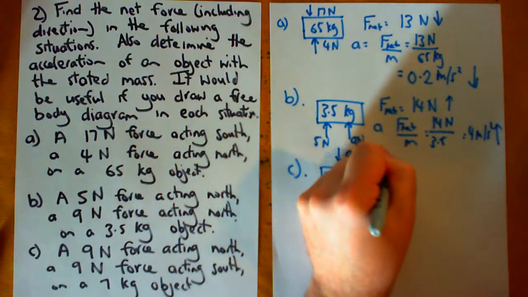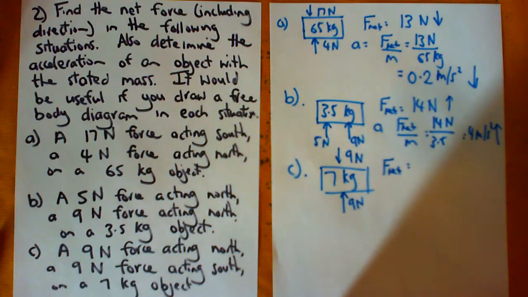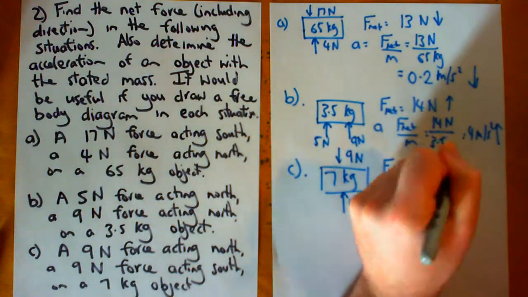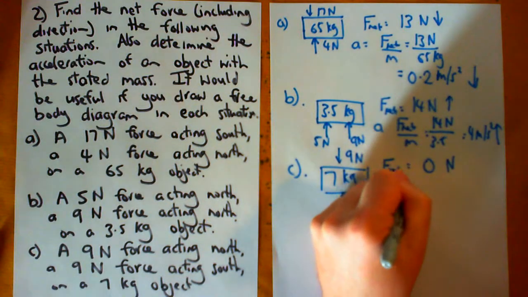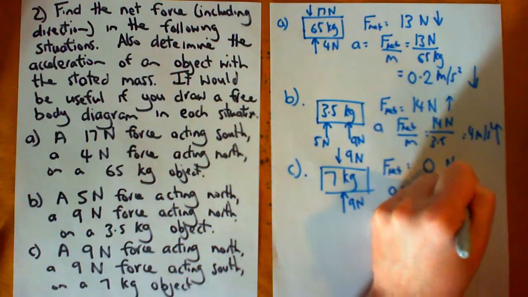So in this case, we've got two forces of the same size acting in opposite directions, so they're going to cancel out, which is going to give you a net force of 0, and if the net force is 0, then the acceleration must also be 0.